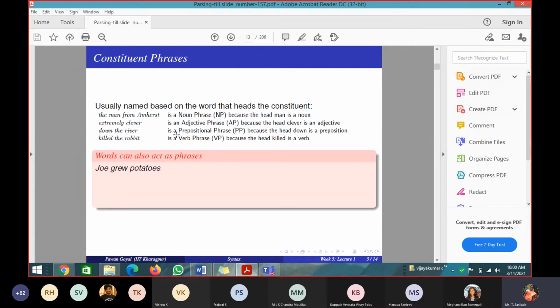As I told you, a class or a phrase can be a collection of words, or it can be a single word also. In general, a single word can act as a phrase. A phrase need not always have multiple words. So in this example, Joe. What is the example given here? Can you tell me?